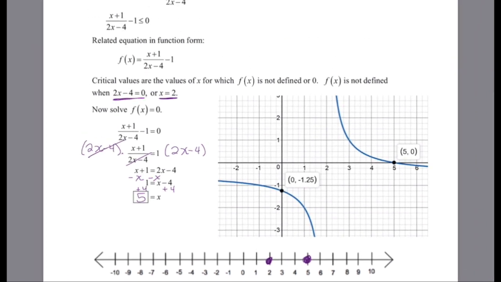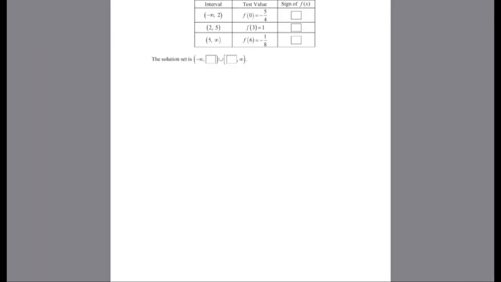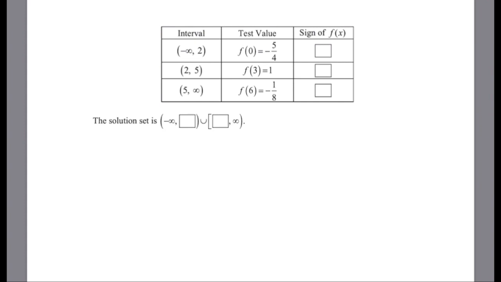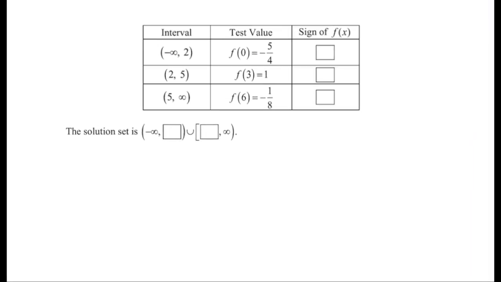We need to know then where we need to shade. So I'm going to jump to the next slide so we can determine where we should shade, and then I'll go back. We add our intervals: between -infinity and 2, between 2 and 5, and between 5 and infinity. When I substitute 0 in my first interval, I end up with a -5/4. When I substitute 3 in my interval between 2 and 5, I end up with a positive value. And between 5 and infinity, I plug in 6, and I end up with a negative value.